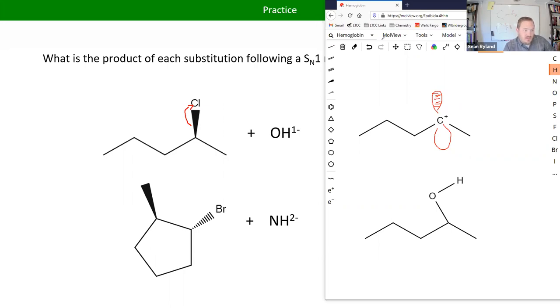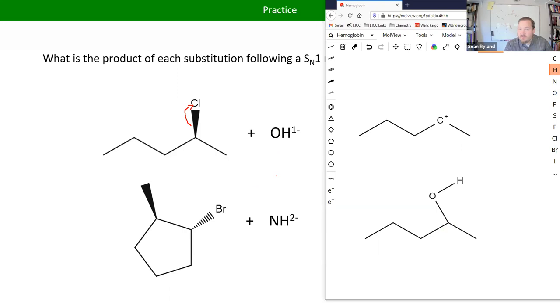So if it goes through SN1, we will get a mixture of both stereoisomers. If our product has an asymmetric carbon, like this one would, we will get a mixture of R and S if it goes through SN1. If it goes through SN2, you only get the one stereoisomer because it has to go through that backside attack.